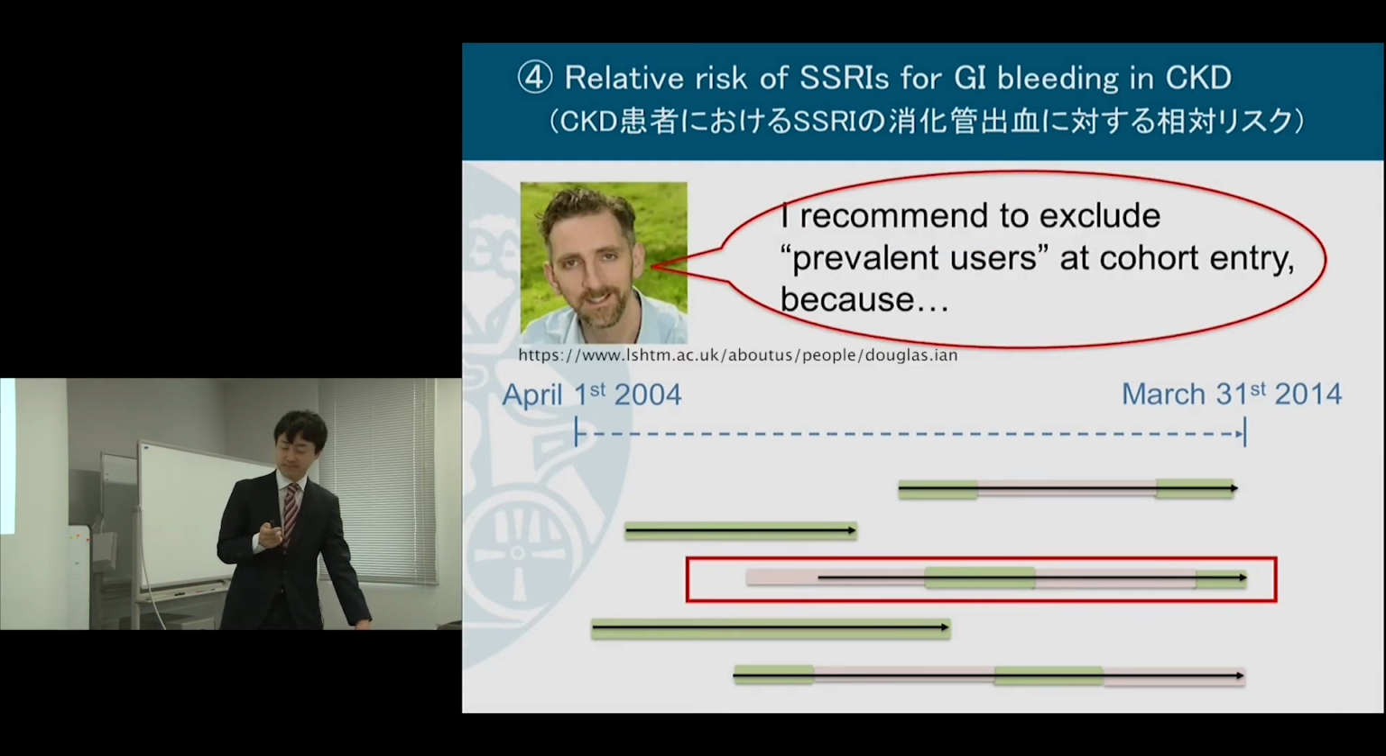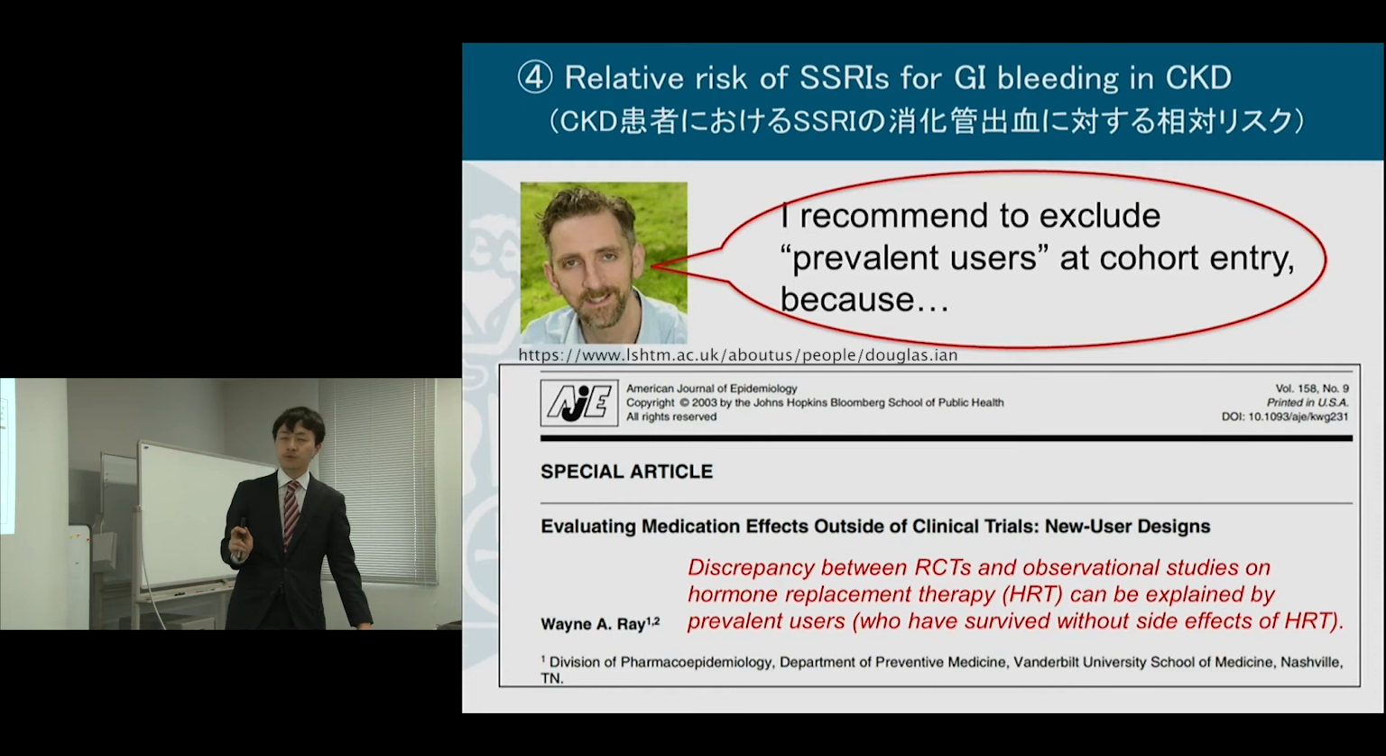But then Ian came to me and suggested one piece of advice. Generally, Ian is very generous about student decisions, but it seems that this time only, Ian was very strict, I mean, had a strong opinion about this point. I should have excluded these prevalent users at the time of cohort entry because it's well known that in pharmacoepidemiology, prevalent users could bias the results.